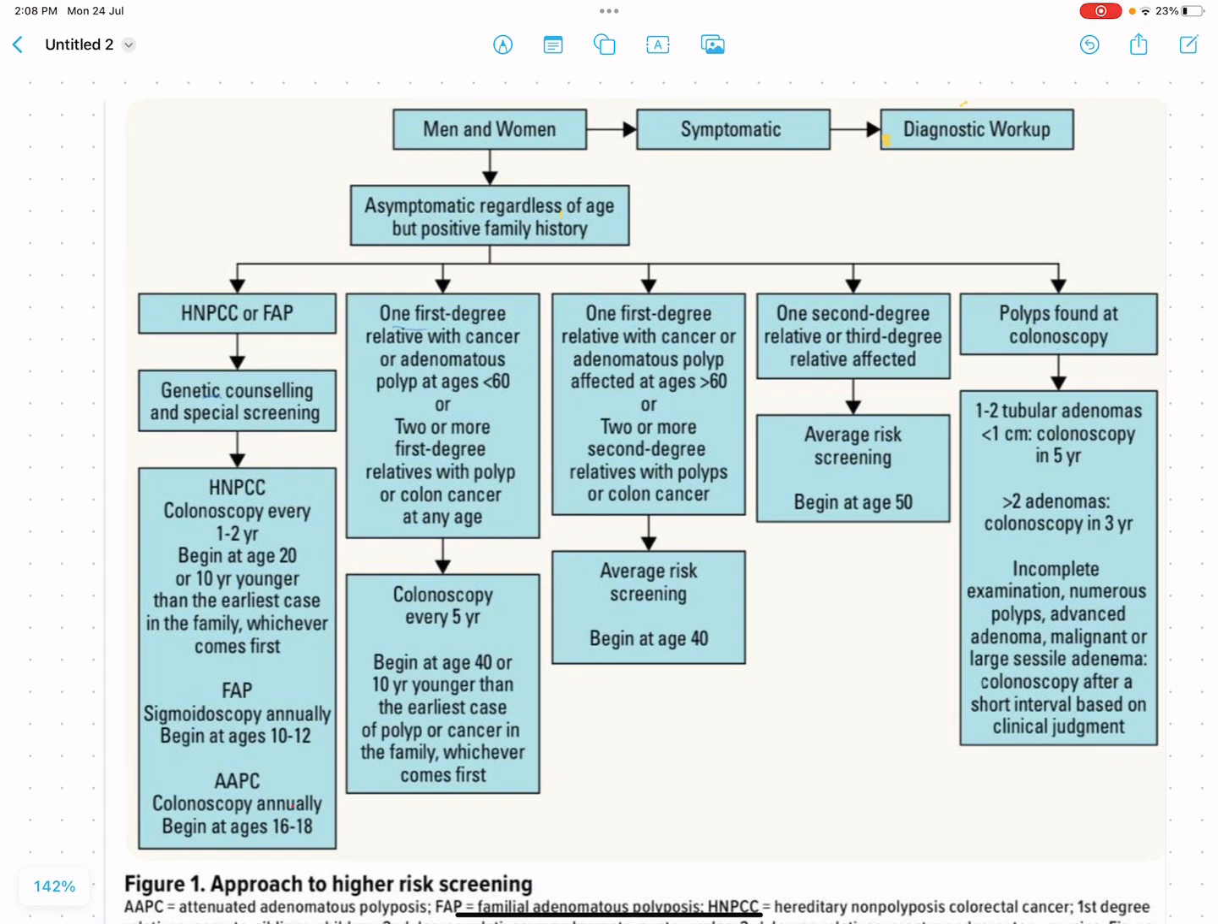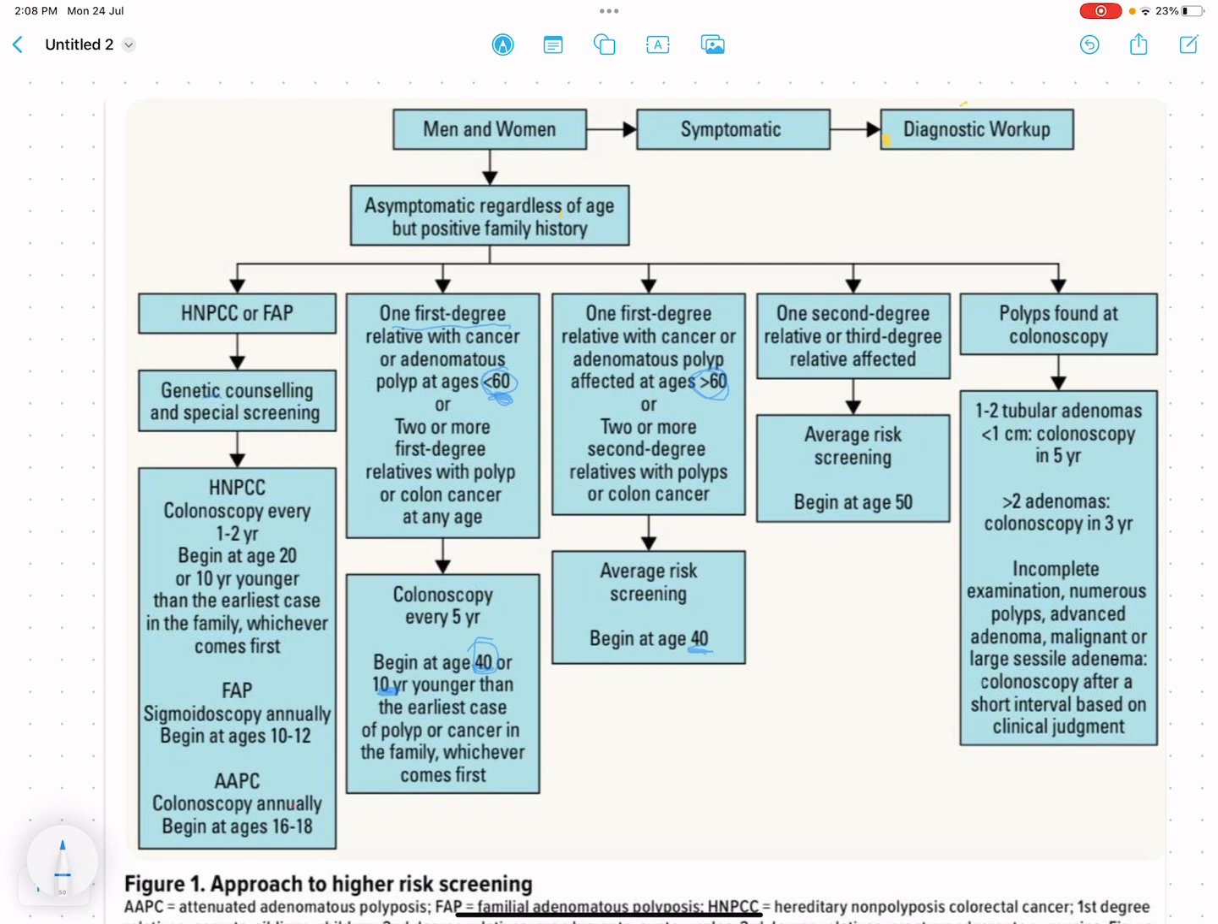For first-degree relatives who have cancer or adenomatous polyp after the age of 60, the screening is going to begin at the age of 40. But for those who have one first-degree relative with cancer or adenomatous polyp before the age of 60, then we can start the screening 10 years earlier than the age of the case. So the screening sometimes can start before the age of 40.